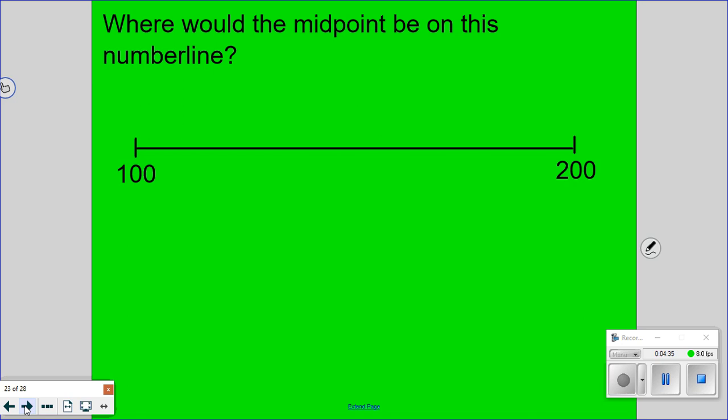What's the middle of this number line? Bryson? 150. Very good. I'm still working with 100 numbers, so my middle is still going to be 50. But now I'm in the 100 to 200 range. So now my middle is not 50, it's 150.